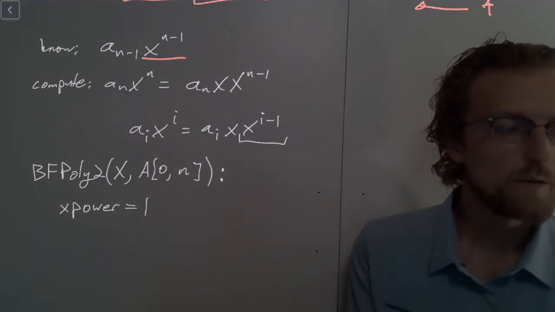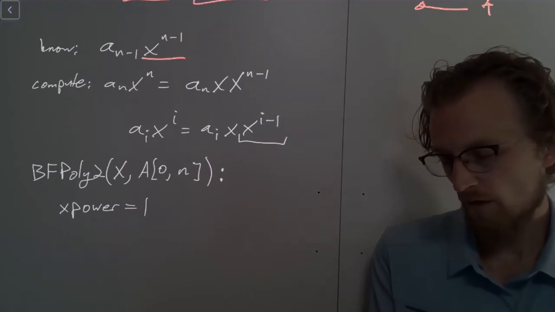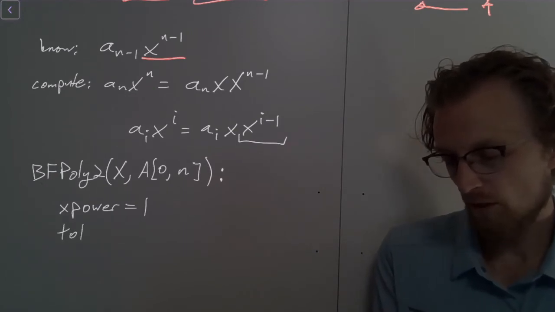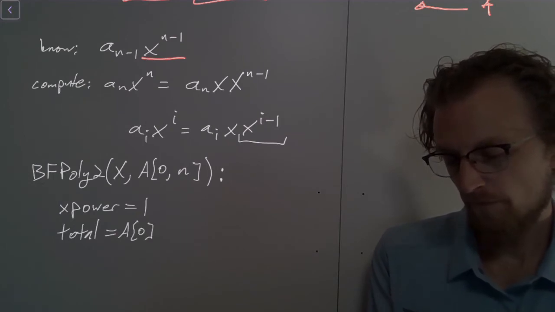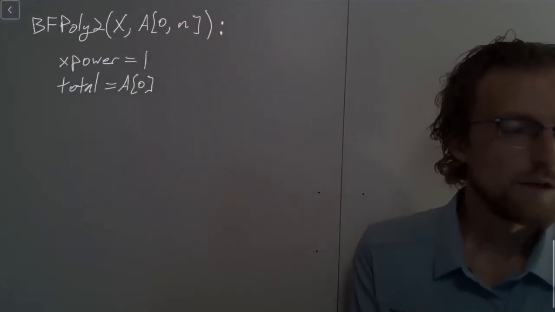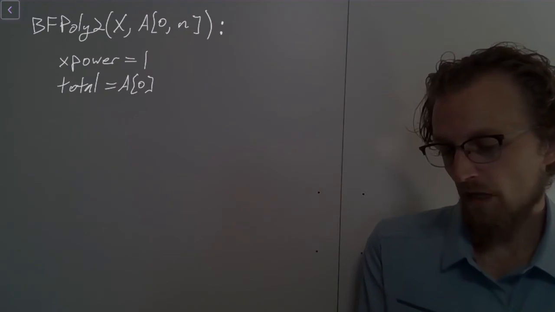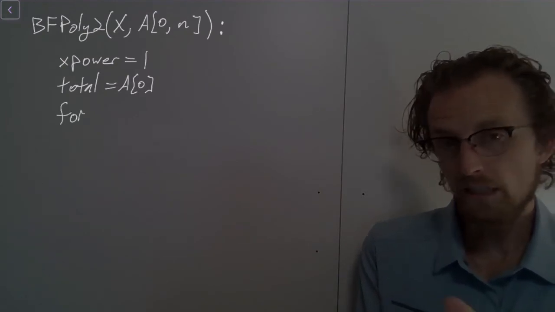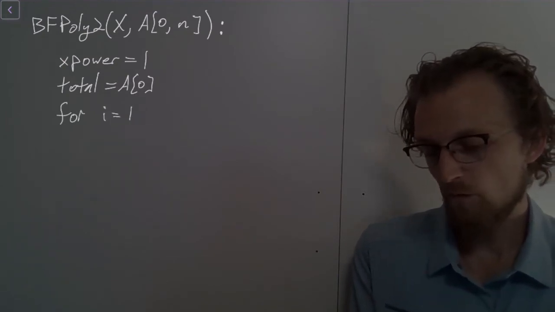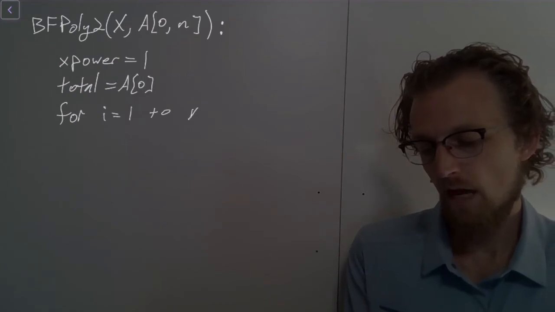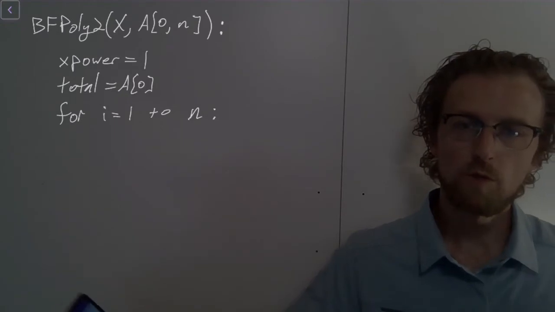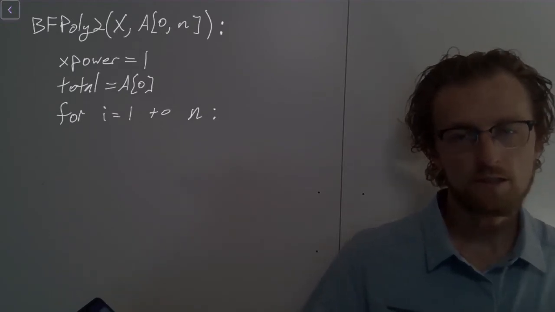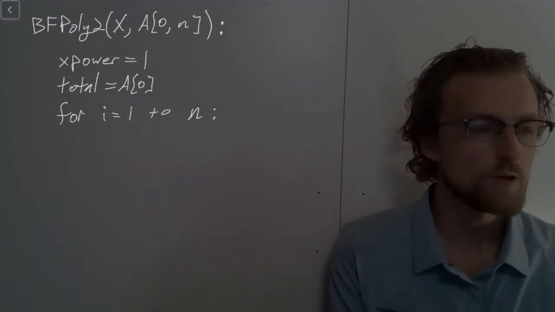All right, so here we've got x power initialized at 1. Just as before, I'll initialize my total at the constant term, so a0. And then I'll set up one for loop. Now I only need one, so for i equals 1 to n, we need to have this for loop go over the array of coefficients and then add on a term for each coefficient.